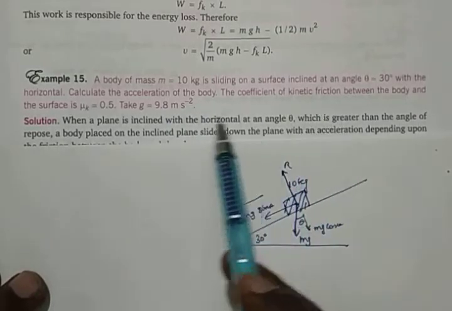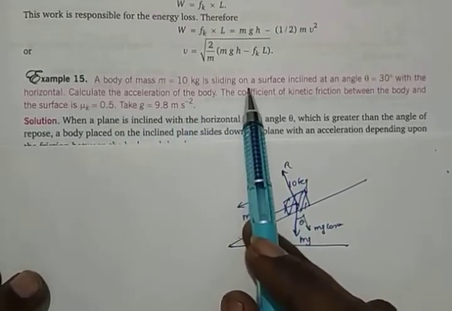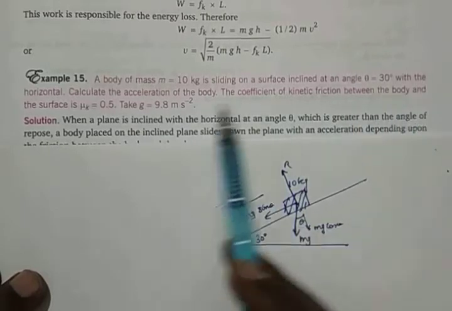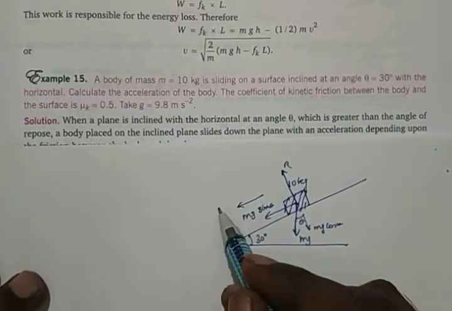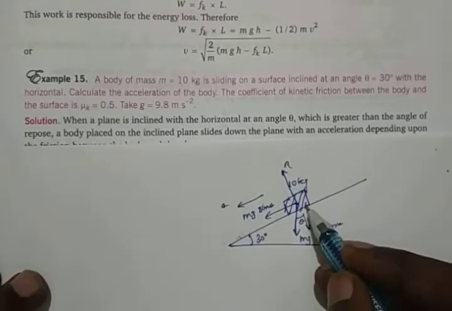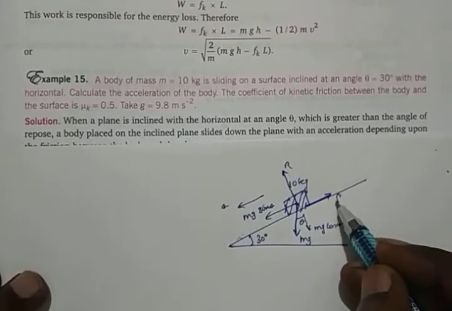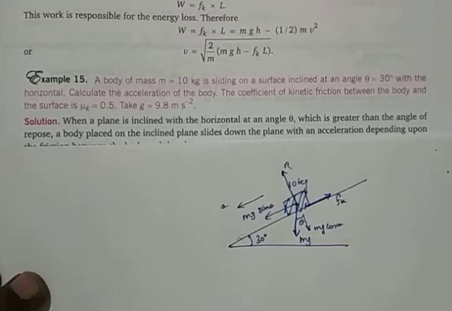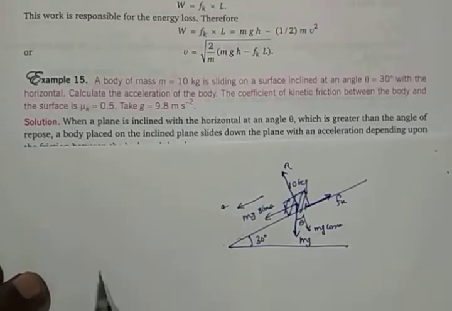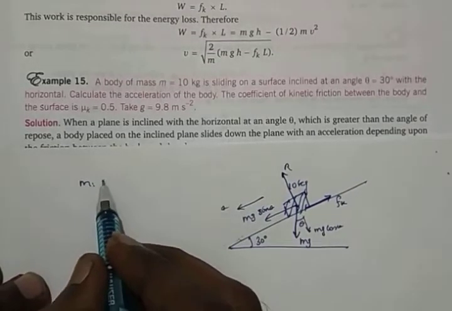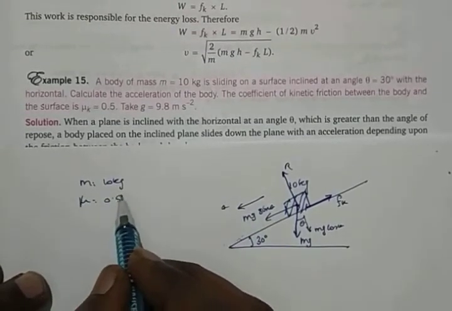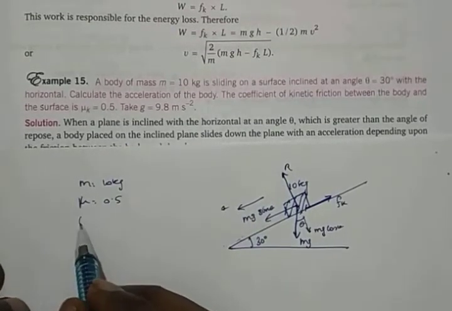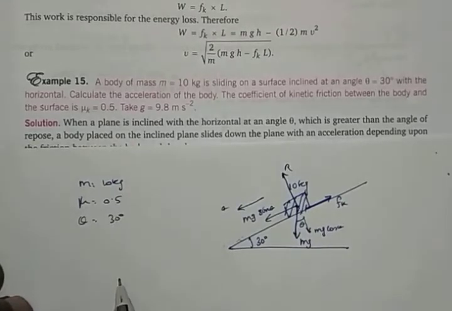It is just sliding is given here. A body of mass m is sliding on the surface of an inclined plane with a horizontal. That means it is just sliding down with an acceleration here. When it's sliding down, the frictional force will be acting upwards here. You already know this one. So mass 10 kg, mu is equal to 0.5, and theta is equal to 30 degrees.